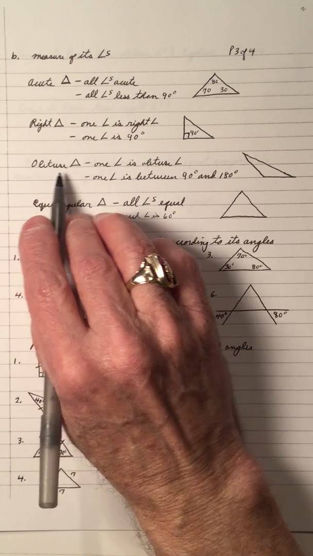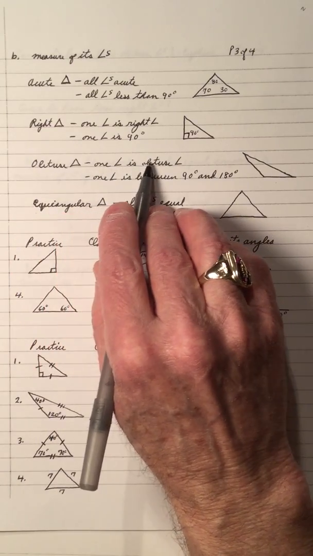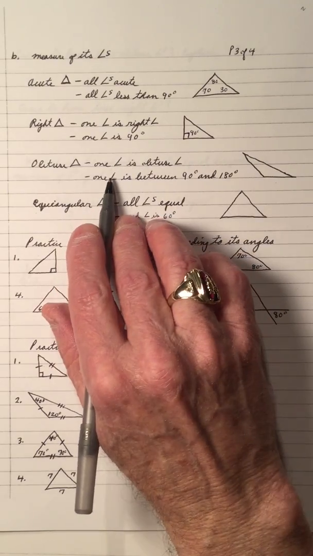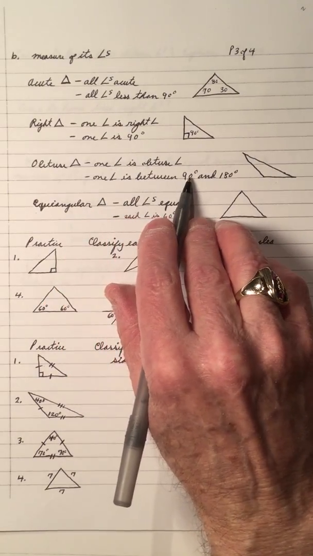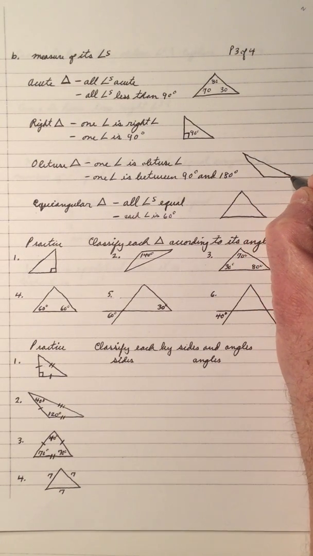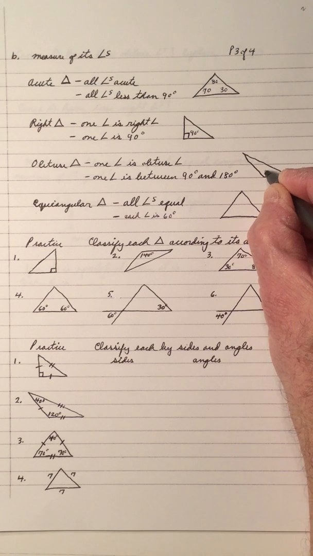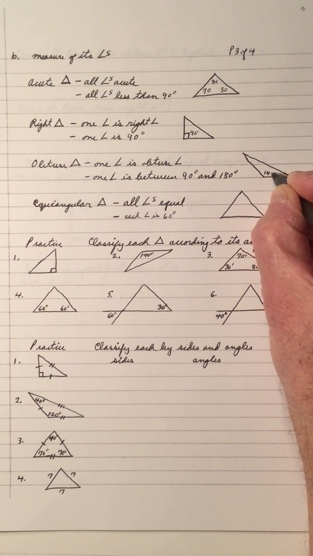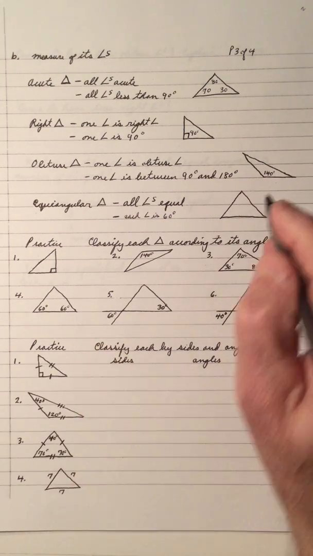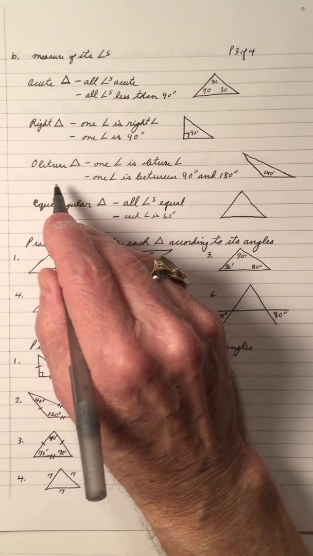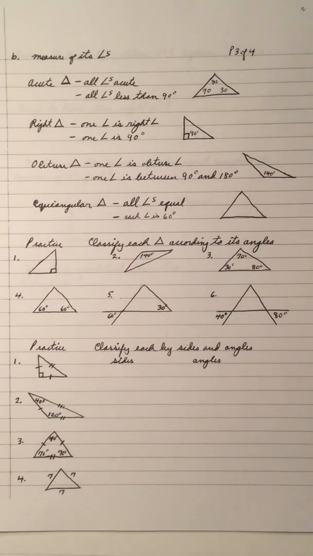Obtuse. An obtuse triangle has one angle obtuse. And an obtuse angle is between 90 and 180. So if I come out here and I go straight up, I get a 90, but this is more than 90. So let's say it's, for argument's sake, about a 140. So if that angle is 140, then the two of these must add up to 40 by themselves. But an obtuse triangle is an obtuse angle.